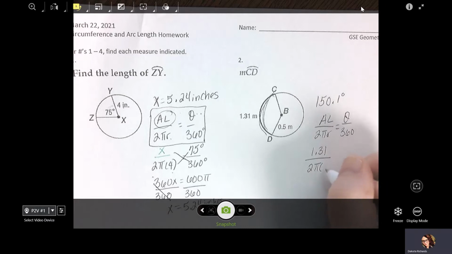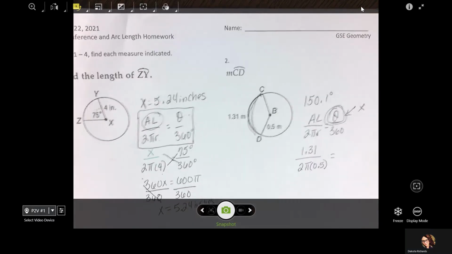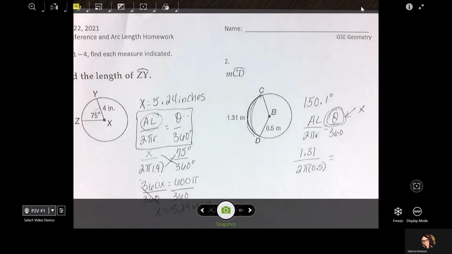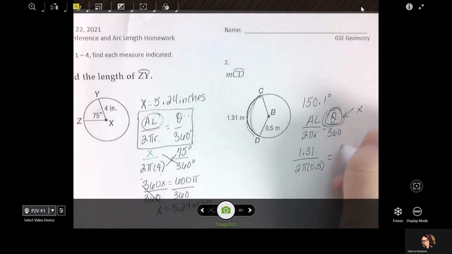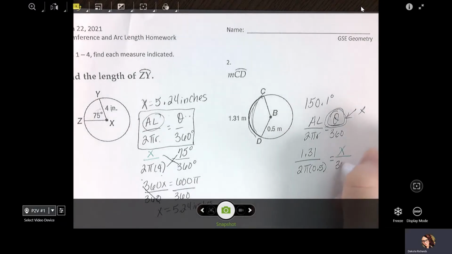The radius is 0.5, so that goes in for r. Theta is what you are looking for. That's going to be your x. And then that's over 360. That's just part of the formula. It doesn't change.